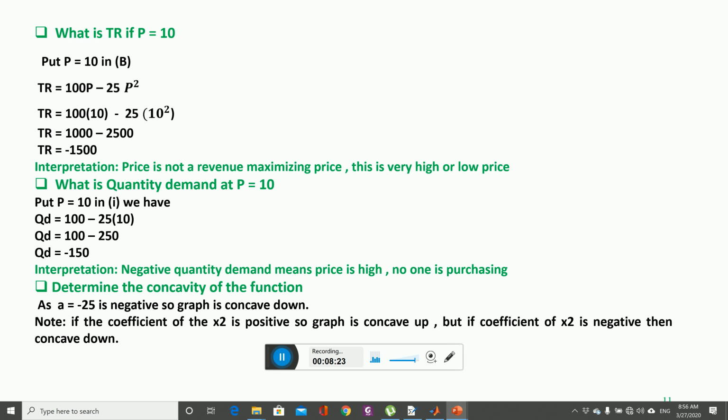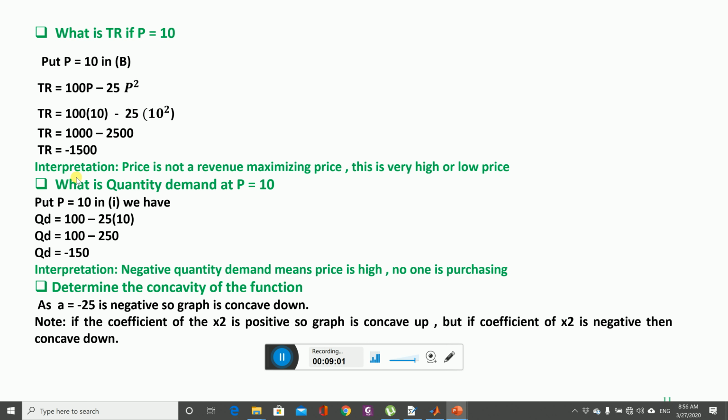Because when the price is very high, quantity demand will decrease, the company will lose the customer, and automatically when no one is purchasing, how will revenue come? And other is this, that if you are decreasing the price, it is also possible that many substitutes are available for your product. So if you are decreasing, still the people are not purchasing your product, so that is why you are losing revenue. Interpretation is this, that this price at which the revenue is minus $1,500 is negative revenue, that is not the revenue maximizing price, may be very high or may be very low.